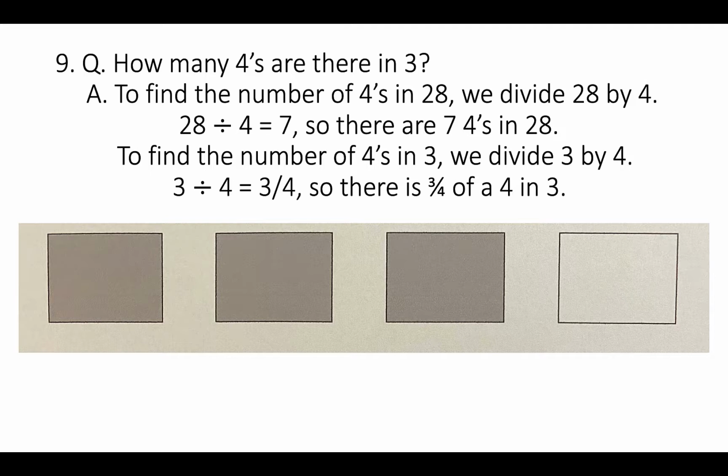We can visualize this using the picture below. We have 4 objects. 3 of them are shaded in to represent 3. That isn't a whole 4. That's 3 out of the 4 parts that make up a 4, so that's 3/4 of a 4. So there's 3/4 of a 4 in 3.